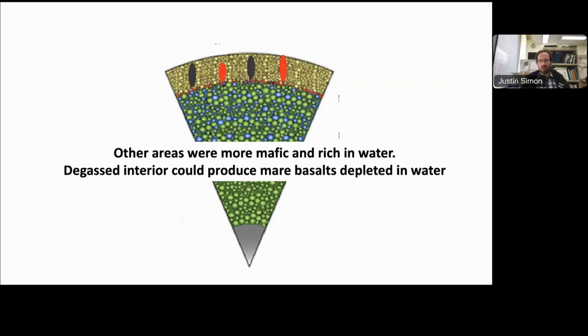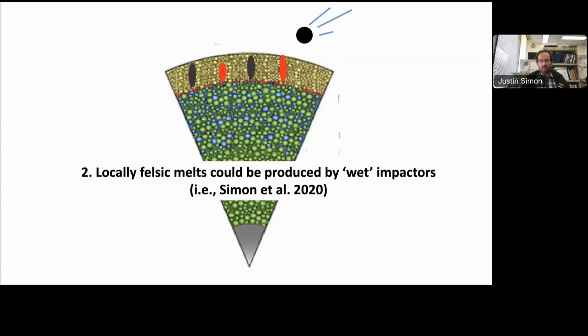So there are some mare basalts that are mafic and relatively rich in water, and then there are some that don't, and you need some explanation. Having a degassed sort of secondary crust or later crust would explain that. And then the main conclusion, not unique and more complementary from the 2020 work, is that locally felsic melts could be produced by the input of volatiles through impactors themselves, the bolides.